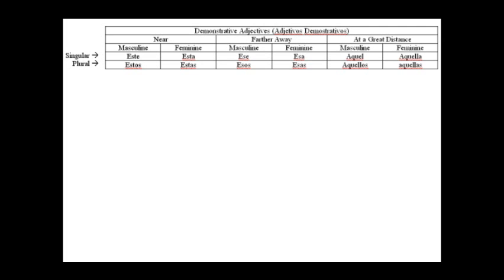So maybe there's an author over there, a male author, and I would say that author is tall. I would say ese autor es alto. So I use ese because the male, he's masculine, so ese.